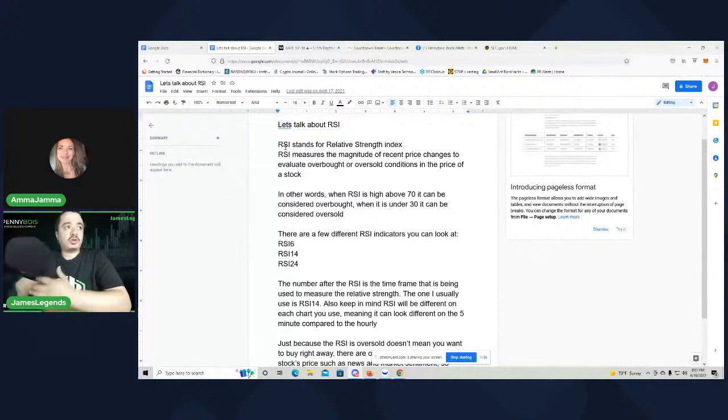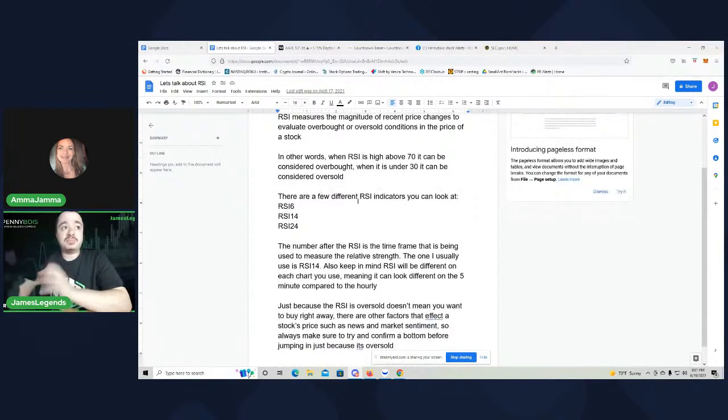All right, so first of all, let's talk about what it means. RSI stands for your relative strength index. Okay, so your relative strength index measures the magnitude of recent price changes to evaluate overbought and oversold conditions in the price of a stock. So in other words, when you see the RSI level above 70, it can be considered overbought, and when it is under 30, it can be considered oversold.